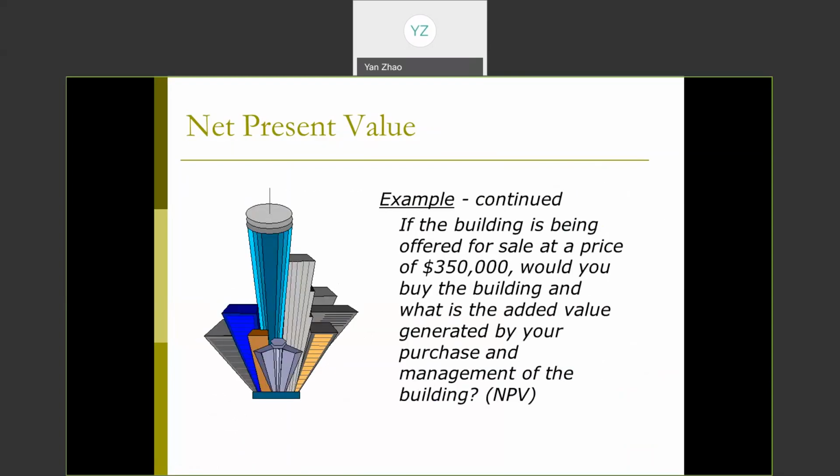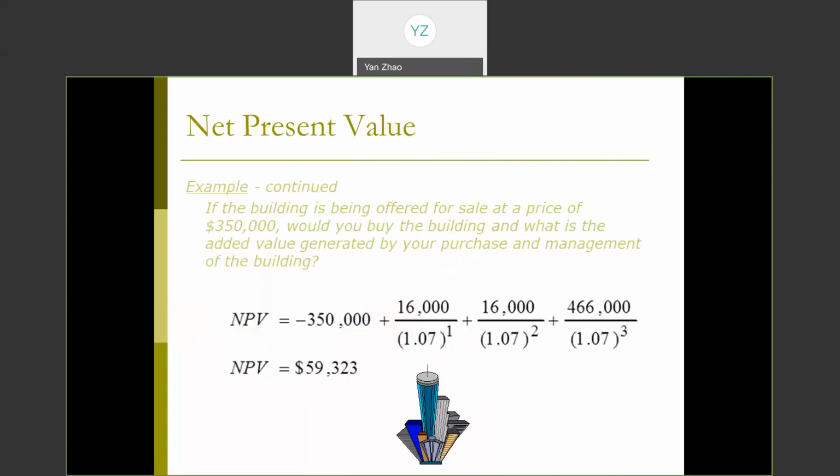Now suppose there is a price tag for the rental building on the market. The building is on the market for sale for $350,000. Would you buy the building or not? Well, let's calculate the net present value of the rental building. Now suppose you pay the tag price, which is $350,000, your initial investment.